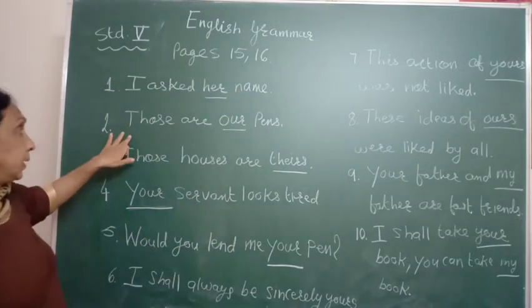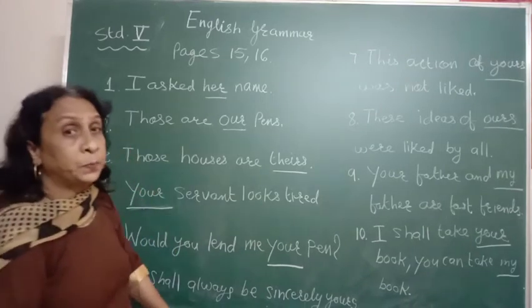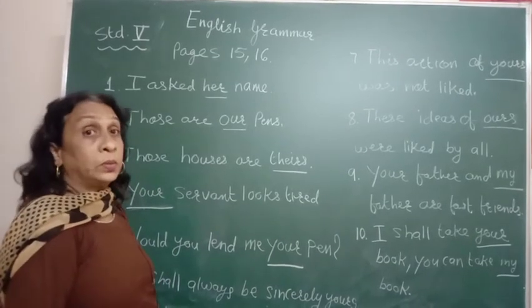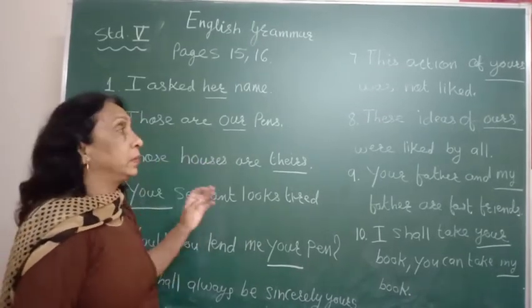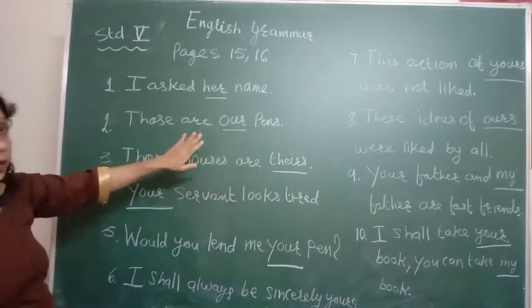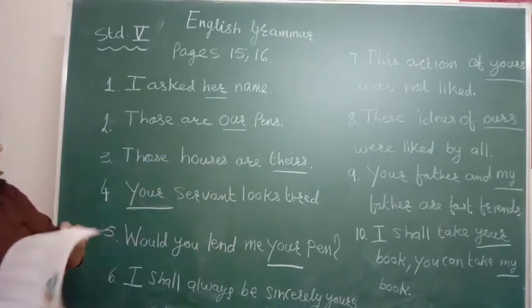Now look at the second sentence. Those are ours pens. No, it is those are our pens. Ours, S is there, we are not going to write it over here. Our pens.